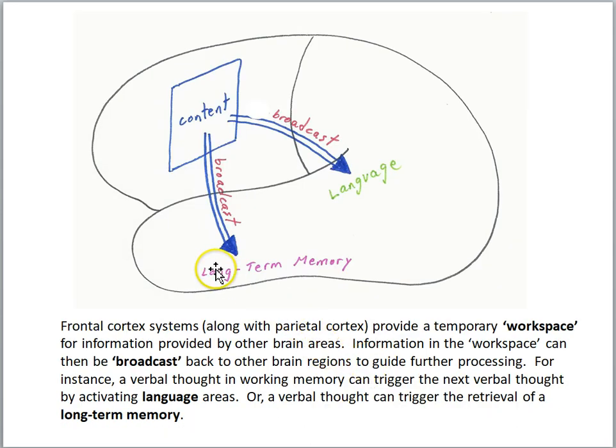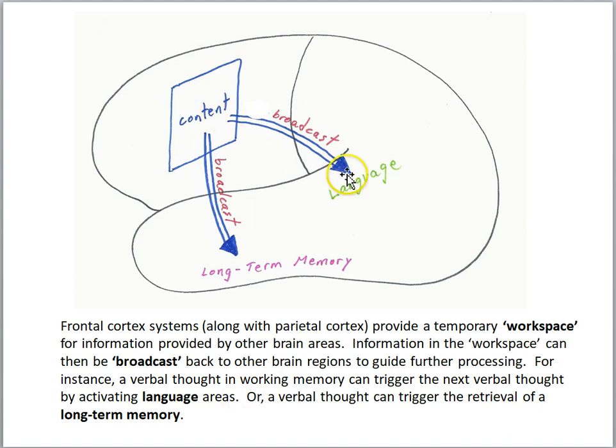So what we have then is frontal cortex systems along with parietal cortex systems providing a temporary workspace for information provided by other parts of the brain. It could be the visual system providing visual inputs, could be the auditory system, auditory inputs, the language regions, etc. Information in the workspace can then be broadcast back to other brain regions to guide further processing. For instance, a verbal thought in working memory can trigger the next verbal thought by activating language areas.